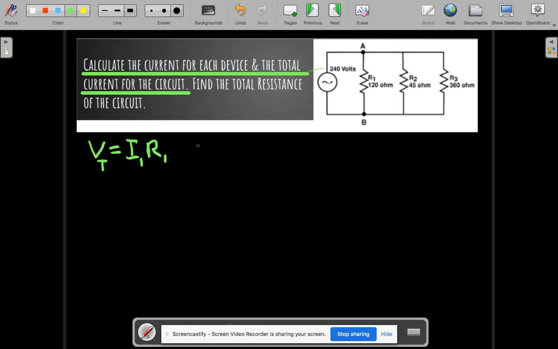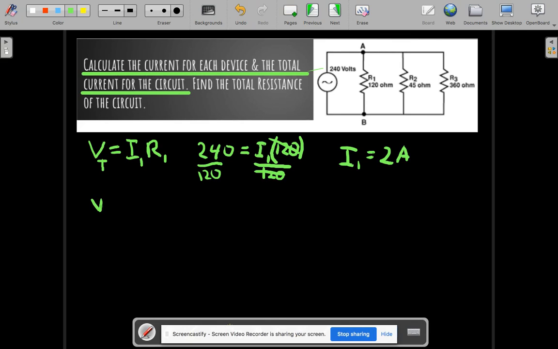So we can say that 240 equals I1 times 120. So it's I times 120, so we're going to divide both sides by 120. That cancels the 120 out there, so we get 240 divided by 120. So I1 is equal to 2 amps. And we've got to do the same thing for each of them.